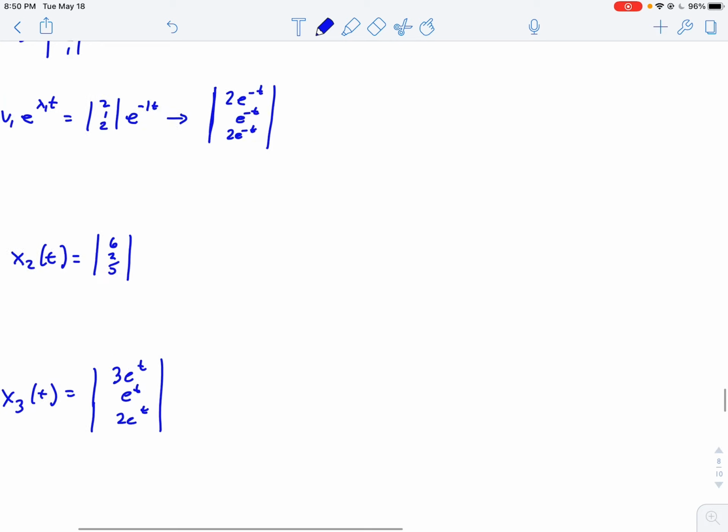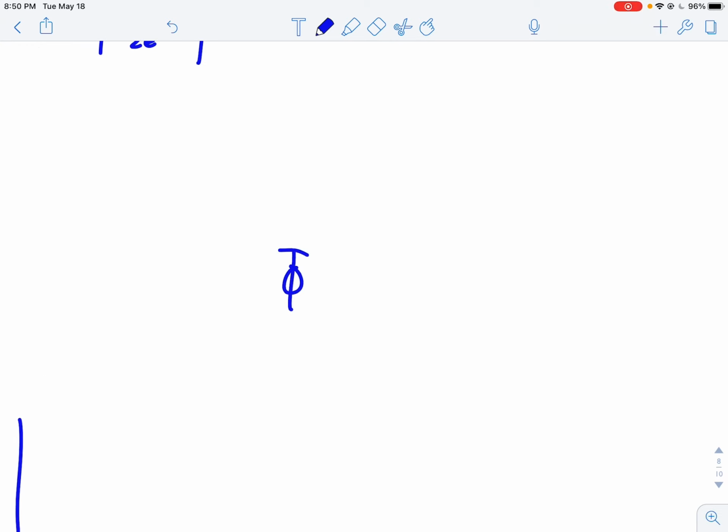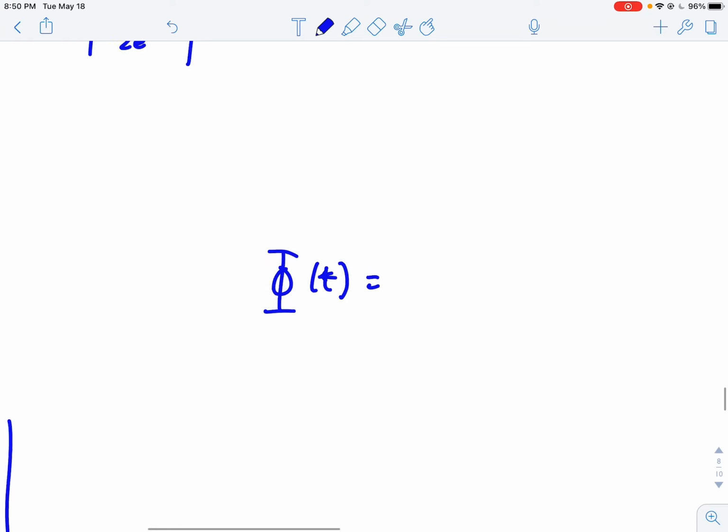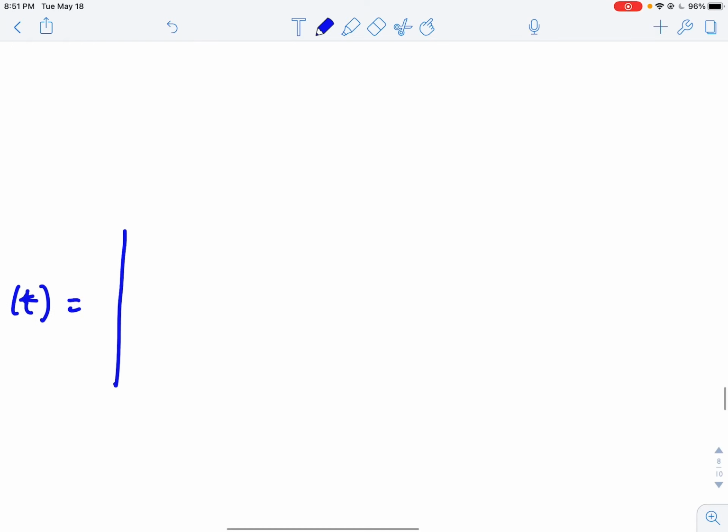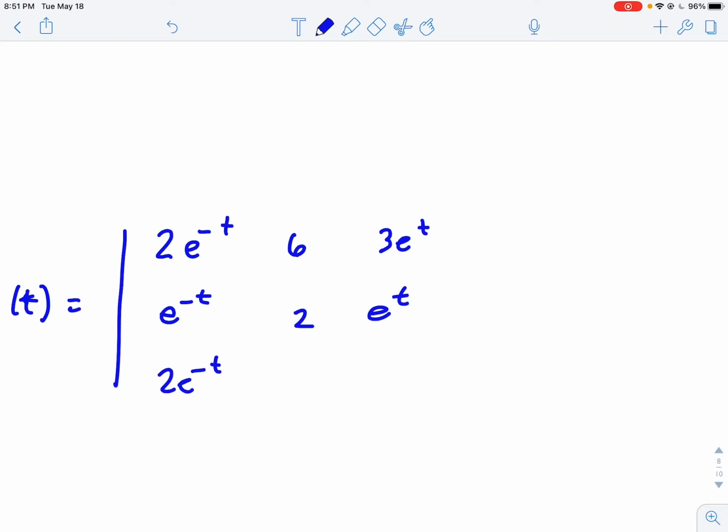And now the fundamental matrix, capital phi of t, is just those three entries in a 3 by 3 matrix, which looks like this: 2e to the minus t, 6, 3e to the t, e to the minus t, 2, e to the t, 2e to the minus t, 5, and 2e to the t.